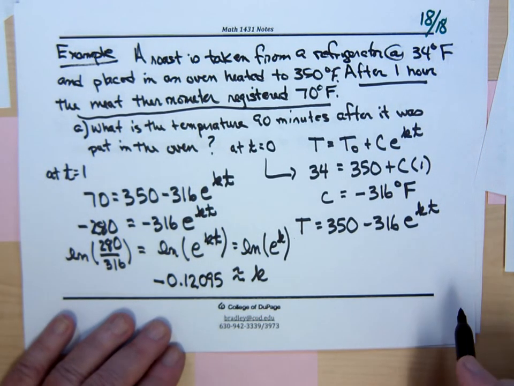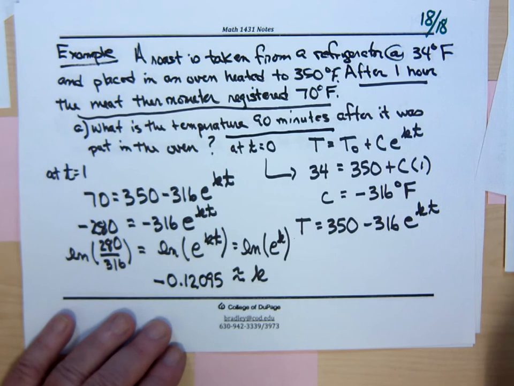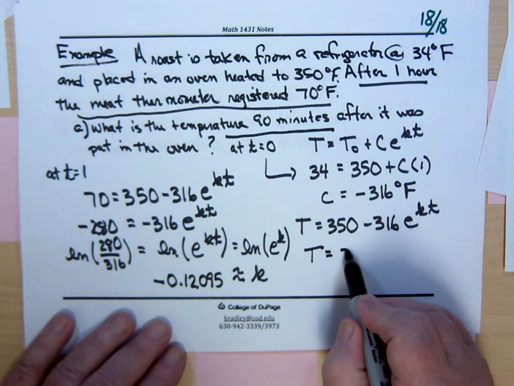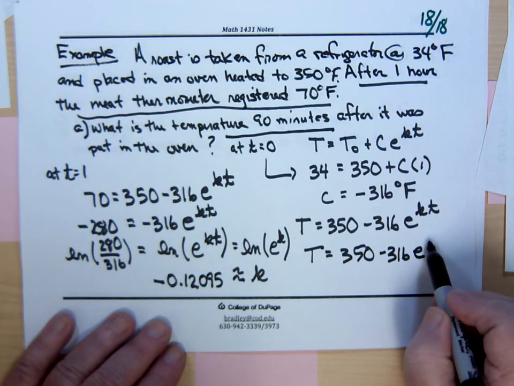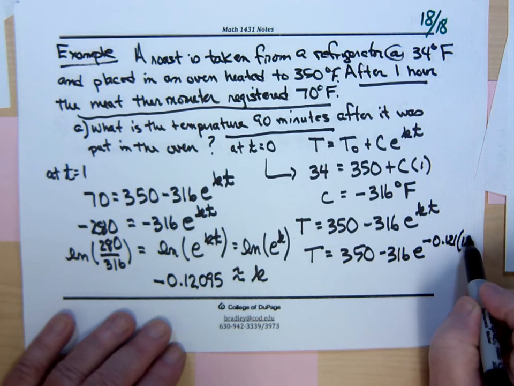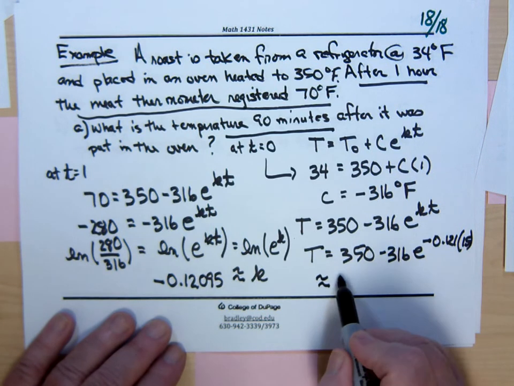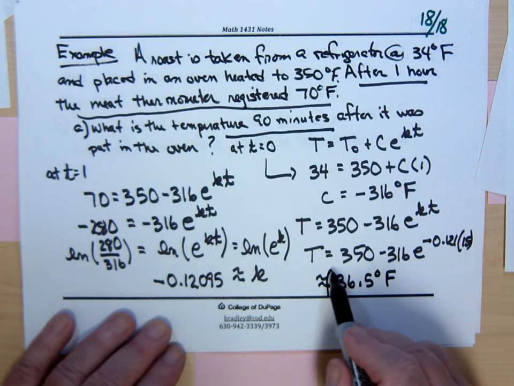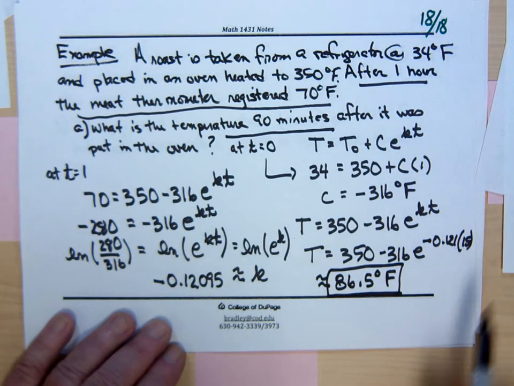But now what we can do is, the question is really asking us, what is the temperature 90 minutes afterwards? So now we know what K is, so we know the real equation. It is T equals 350 minus 316 e to the minus 0.121 T. I'm going to put 1.5 in for T, and I'm going to get approximately equal to 86.5 degrees Fahrenheit. So you see, in an hour and a half, the meat has risen to an internal temperature of just short of 90 degrees.